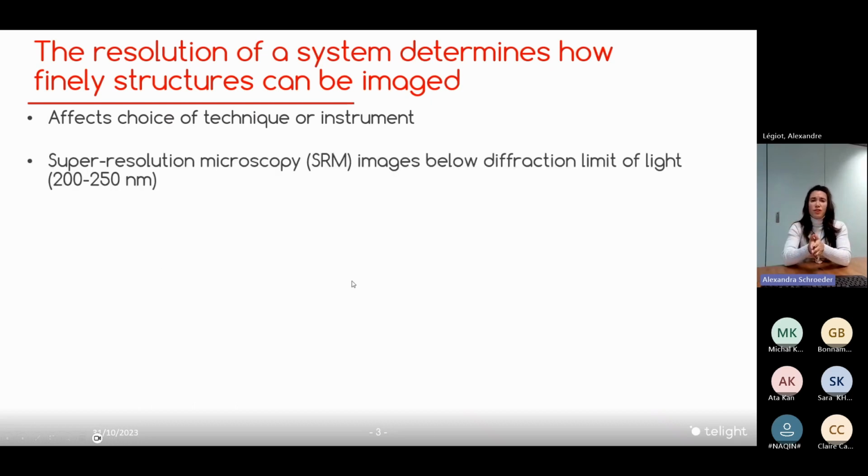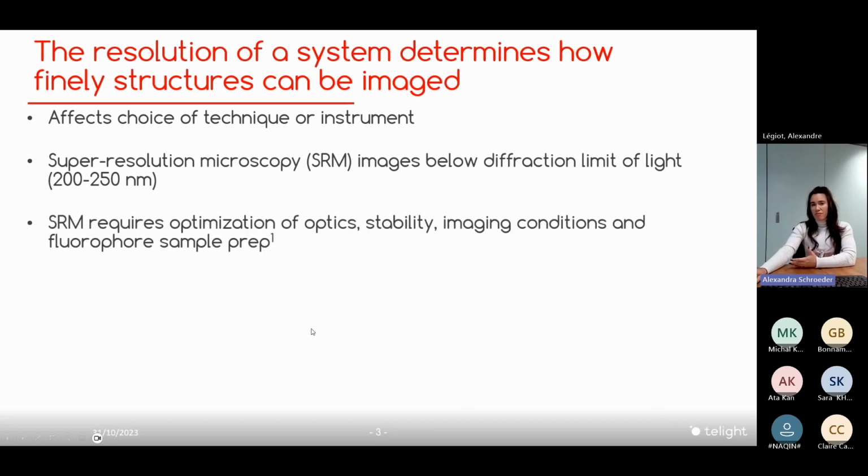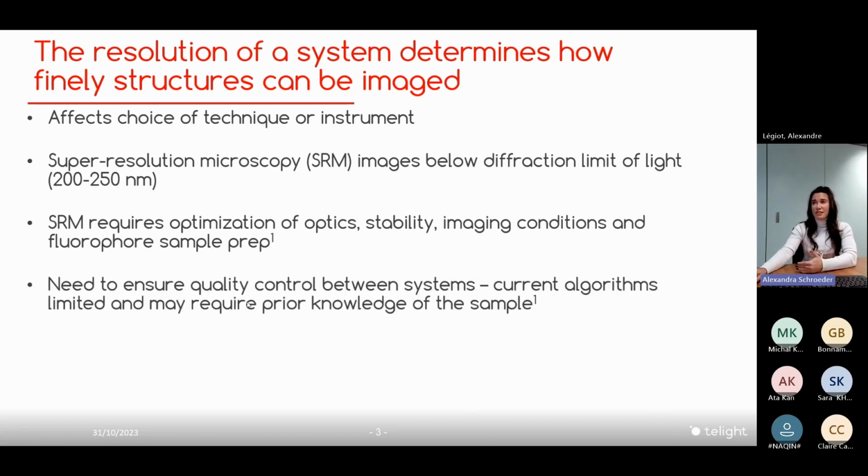And this is particularly important in one of the more newer fields of light microscopy called super resolution microscopy. This is where we're trying to see ultrafine structures that are below what conventional laser scanning microscopy, like a confocal microscope, can get you to. That limit is going to be resting around 200 to 250 nanometers. And importantly, as these techniques are trying to work around the diffraction limit of light, a physical property, it requires some optimization and consideration of the optical components of the system, namely also the stability, imaging conditions, as well as the sample preparation. And so for us, this means that we need to ensure the quality control between systems.